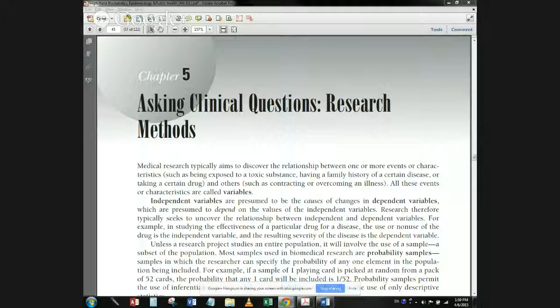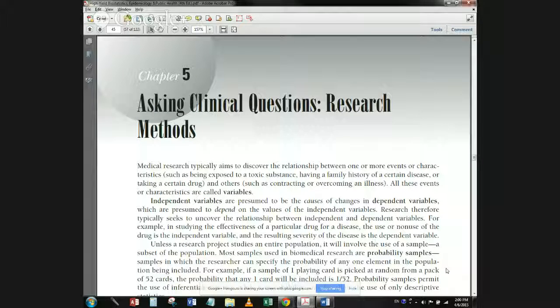Unless a research project studies an entire population, it will involve the use of a sample, a subset of the population. Most samples used in biomedical research are probability samples, samples in which the researcher can specify the probability of any one element in the population being included. For example, if a sample of one playing card is picked at random from a pack of 52 cards, the probability that any one card will be included is 1 out of 52.